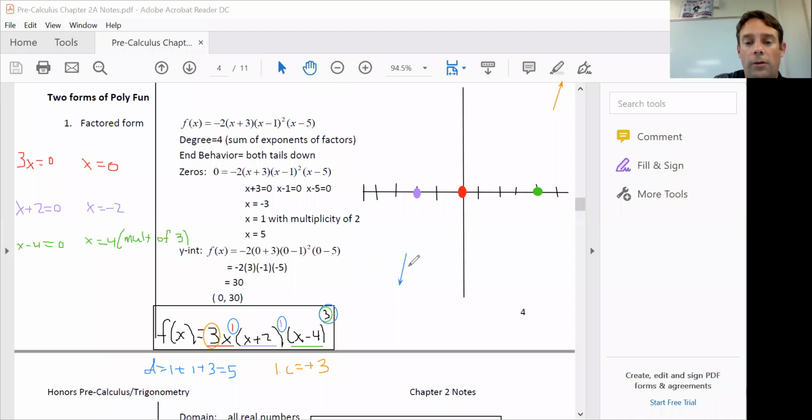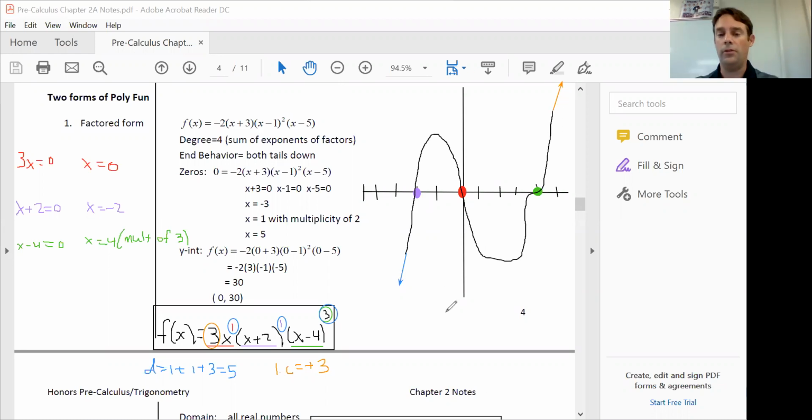And then we go through the lines. Here we go. -2 was a single, so I'm going through like a line. Got to turn to get to my next one. 0 didn't have multiplicity, so go through like a line. And then the last one had a multiplicity of 3, so I get a point of inflection. So up, flat, up. There we go. There's the sketch.